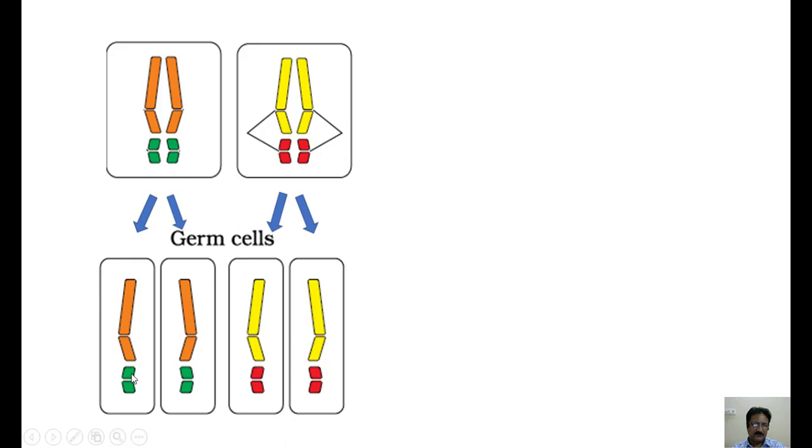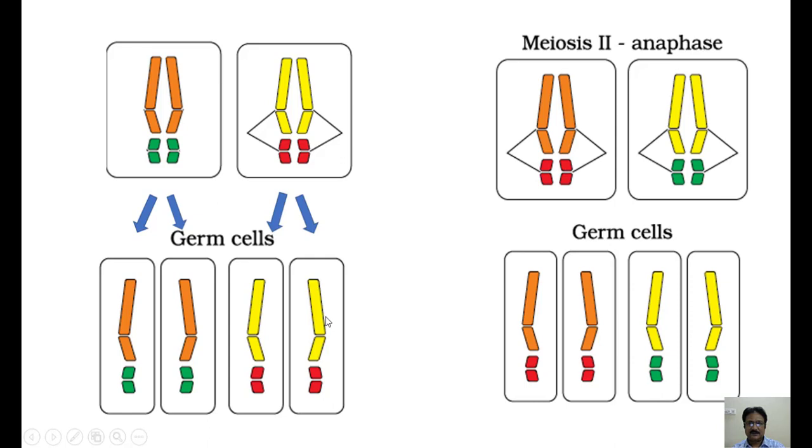I think it's clear now. These two go into two different cells. So these four types of gametes can be produced. I think it is clear. Now in the other part, it was not the same combination.